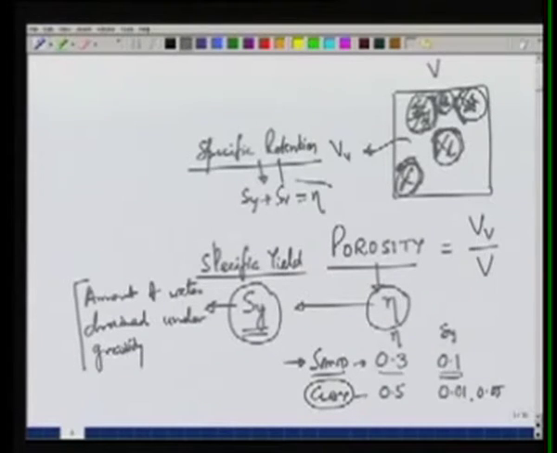So out of total porosity, if we take out Sy, then the amount retained by the soil is Sr, and the specific retention typically will be higher for clay and less for sand. So what we are interested in is that the aquifer or the formation should be able to store enough water, and it should be able to yield enough water. So based on these two criteria, we classify the formations in 4 different categories.